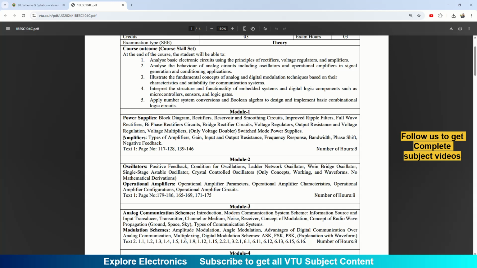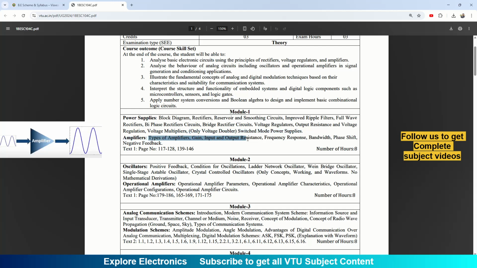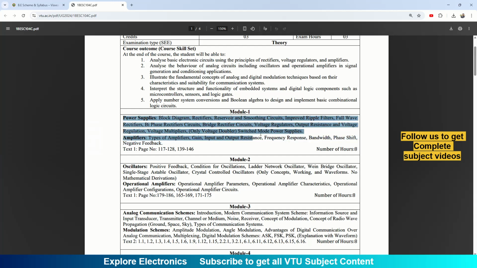In the second chapter, we go to amplifiers. Here: types of amplifiers, gain, input and output resistance, frequency response, bandwidth, phase shift, negative feedback. All these are the parameters of amplifiers we need to understand. Here, what a power supply consists of and all those concepts will be studied in detail.